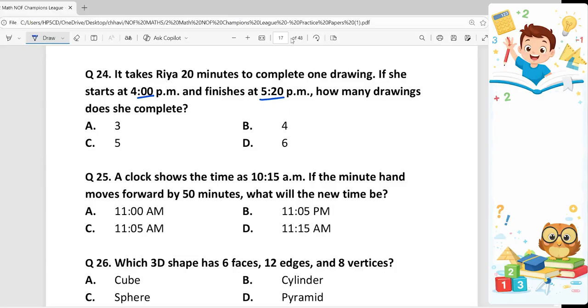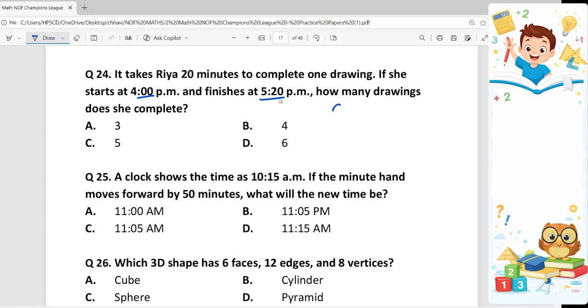24th question. It takes Ria 20 minutes to complete one drawing. If she starts at 4 p.m. and finishes at 5:20 p.m., how many drawings does she complete? So we have to see that she started at 4 p.m. and ends at 5:20 p.m. So let's see how much time she has taken, isn't it?